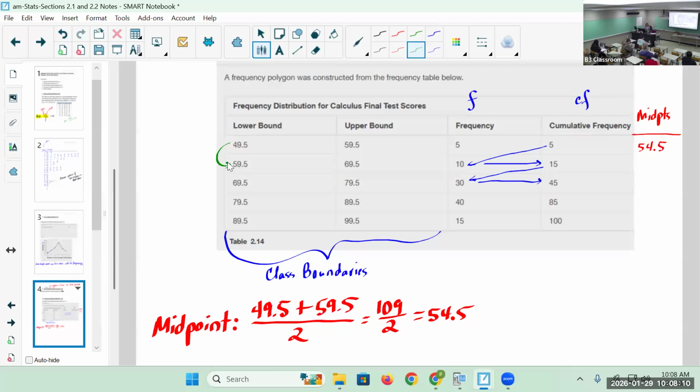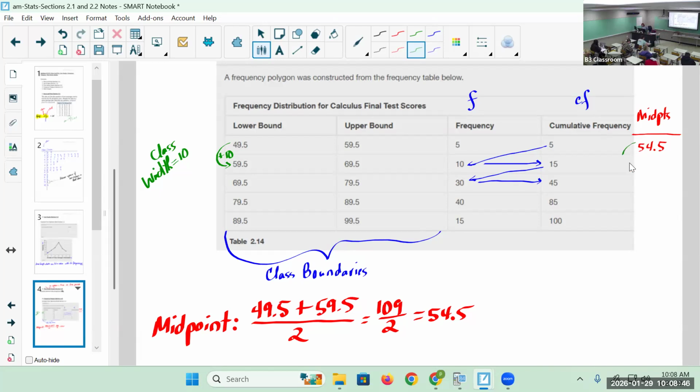So how many units is that from 49.5 to 59.5? 10, right? So then that means the class width is 10. It's just coincidence that it is also the difference from the lower bound to the upper bound. That is only coincidence. Class width is the difference from one lower bound to the next lower bound, or from an upper bound to an upper bound. But it's also the difference here.